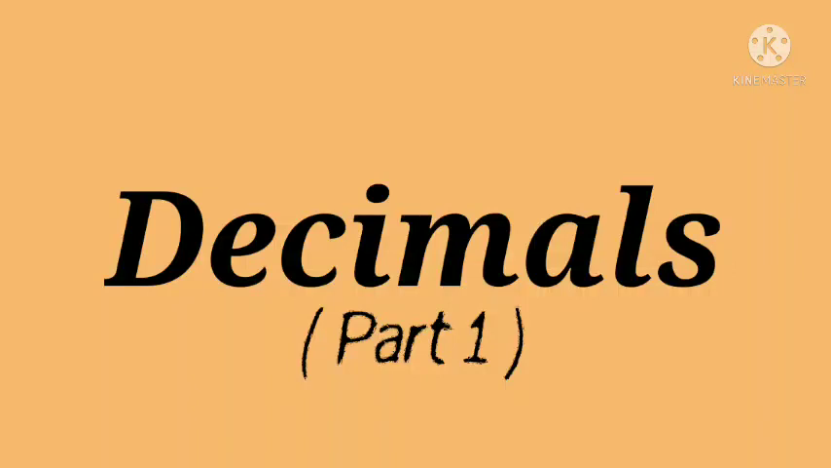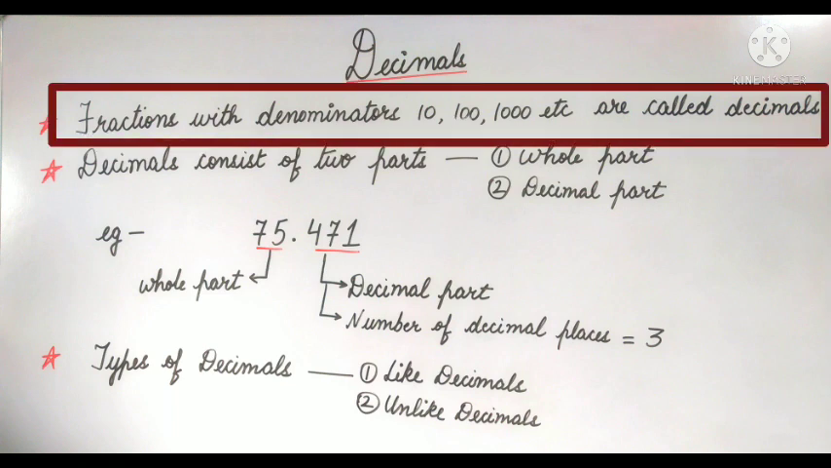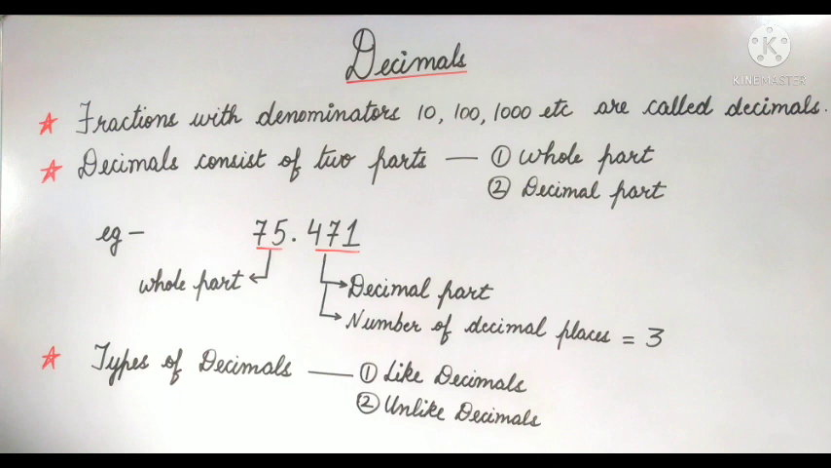Today we are going to start with a new chapter, decimals. Now, what are decimals? These are the fractions with denominators 10, 100, 1000, etc. And they consist of two parts, whole part and decimal part, which are separated by a decimal point.